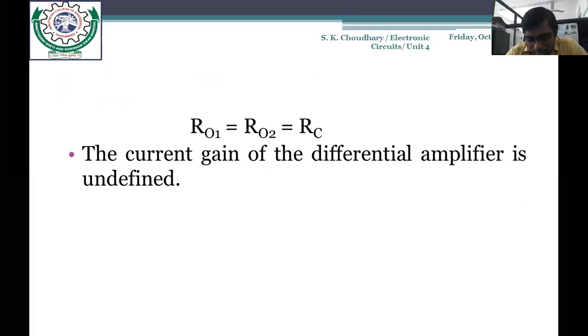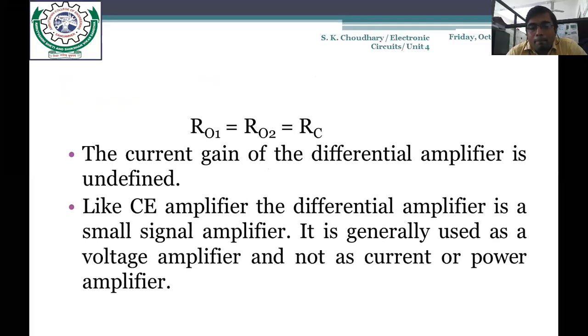So this is the value of the output resistance of the differential amplifier. Input resistance is twice of beta Re dash and output resistance is RC, that is the collector resistance. Here the current gain of differential amplifier is not defined.